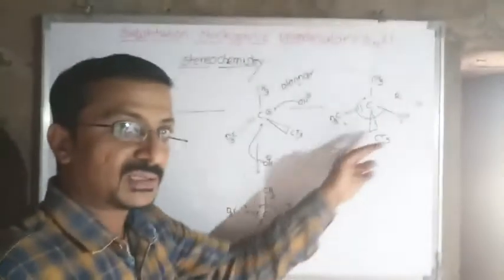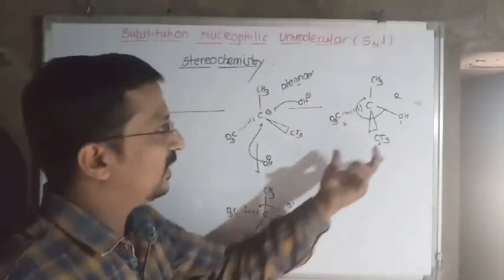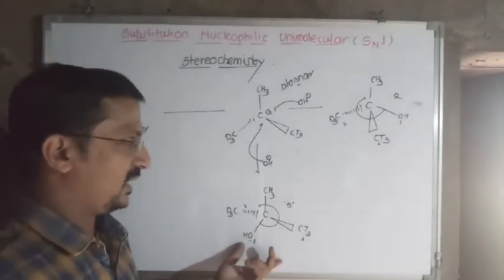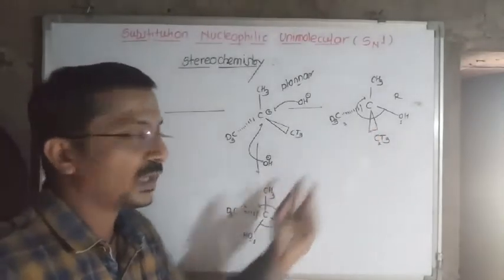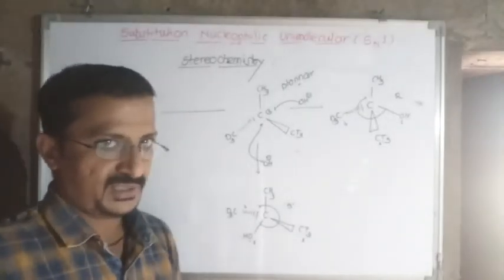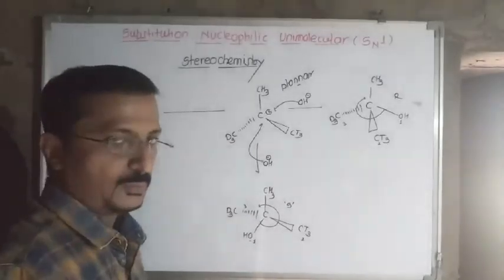That's why two stereoisomers are formed: one with R configuration, the second with S configuration. Actually these two are mirror images of each other. They are called stereoisomers, or enantiomers. Okay.